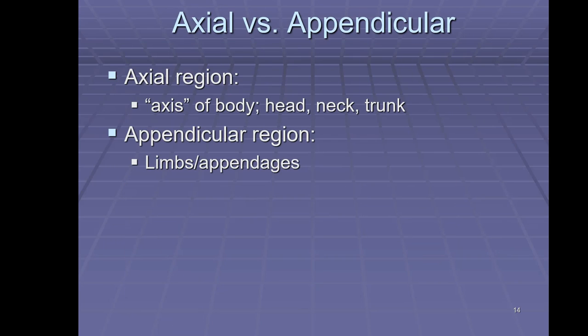So these are two terms that'll come back throughout the semester: axial and appendicular. Axial refers to the axis of the body, basically the head, neck, trunk, torso of the body. And appendicular refers to the limbs and appendages. So for instance, the arm is part of the appendicular part of the body. We could say the chest is part of the axial region of the body.